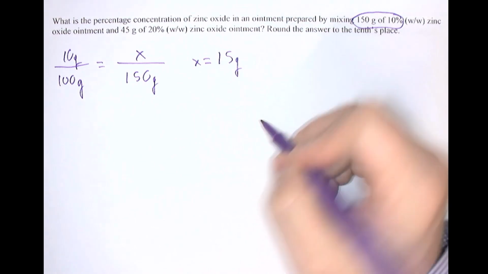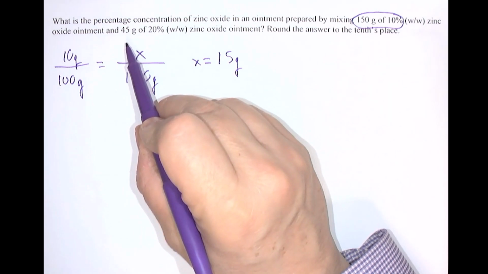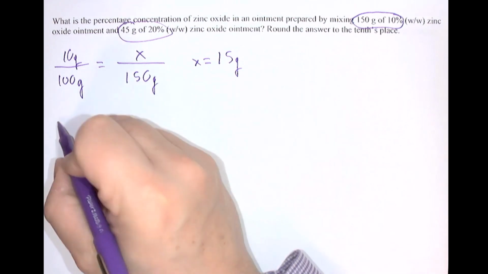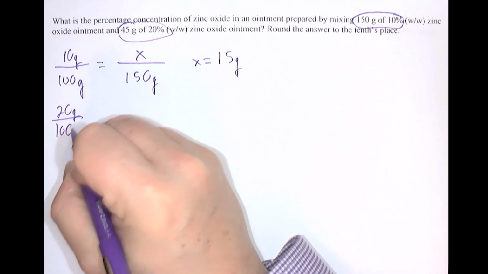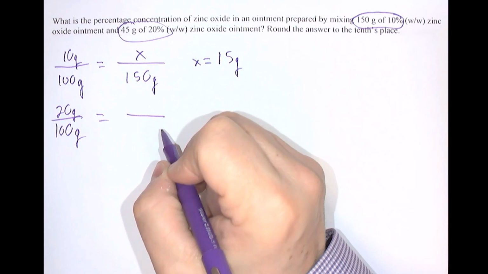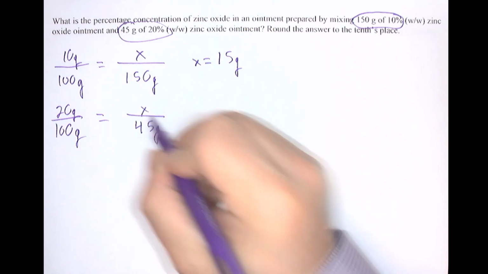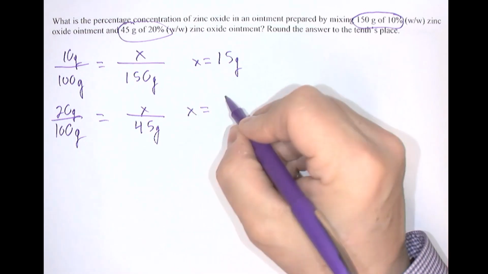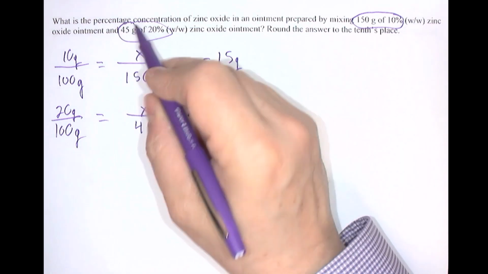Okay, and then we'll do the same thing for the product that has a quantity of 45 grams. So 45 grams with a 20% concentration. So 20%, we can express that as 20 grams for every 100 grams. And we need to find out how many grams would be in 45 grams. So we'll solve for x in this case. And there's 9 grams of zinc oxide in the 45 grams of this ointment here.